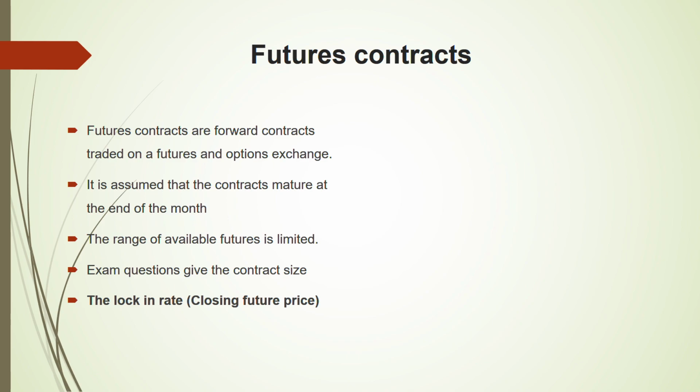Lock-in rate. What is the lock-in rate? Another word for lock-in rate is closing future price. They will never give you the closing future price. The price which they give you for the future is the opening future price. So you have to calculate the closing future price, because only after you calculate the closing future price will you be able to calculate gain or loss on the future. For options and futures, you have to calculate the gain or loss. You need it. Hence, you need to calculate the closing future price.